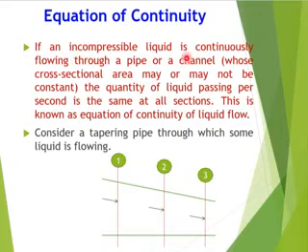What is equation of continuity? If an incompressible liquid is continuously flowing through a pipe or a channel whose cross-sectional area may or may not be constant, the quantity of liquid passing per second is same at all sections. This is known as equation of continuity of liquid flow.